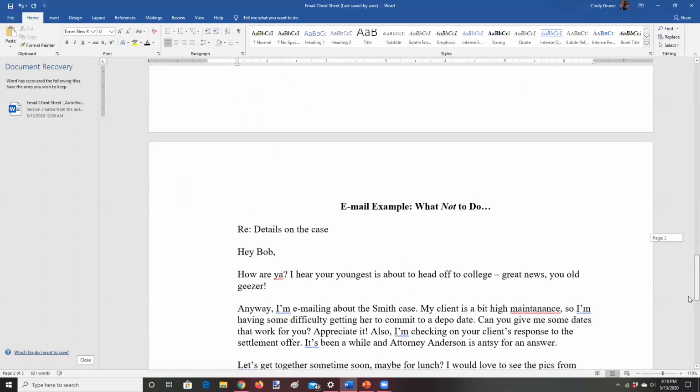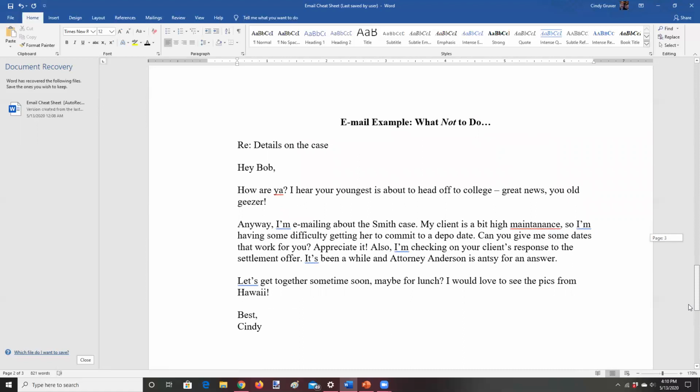Let's look at an example of an email that a person might send and go through what's wrong about it, what's right about it, and how we can fix it. Well, the first thing I see is that this person did do it in block format, so that's good. Everything is on the left margin, positive.